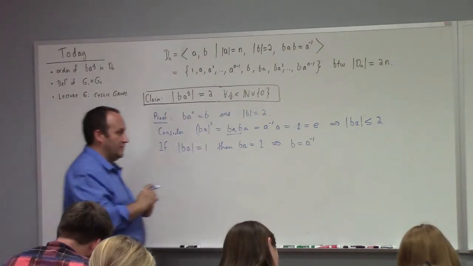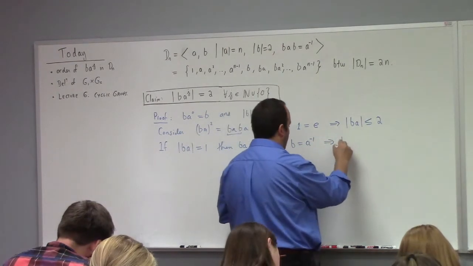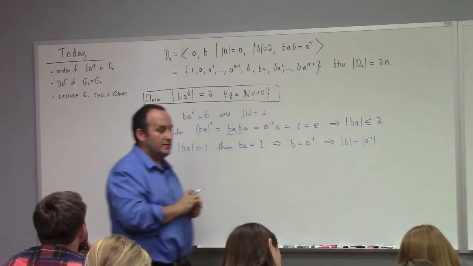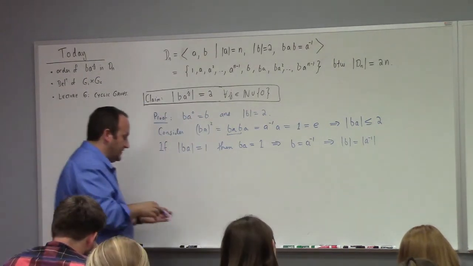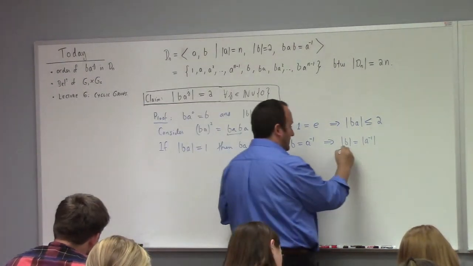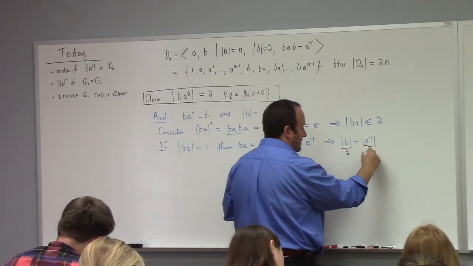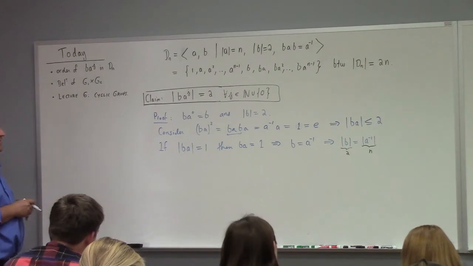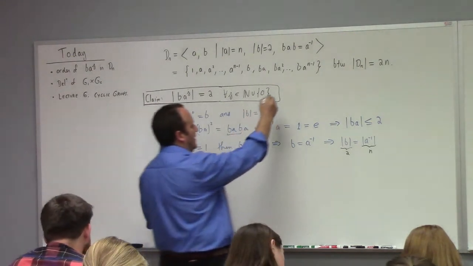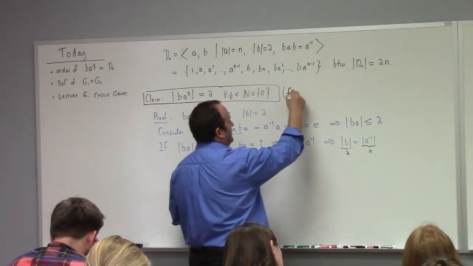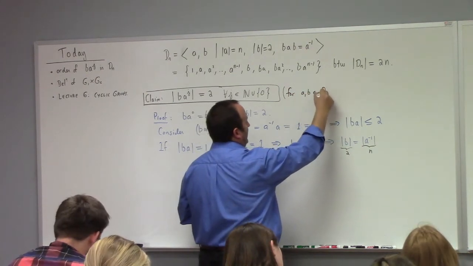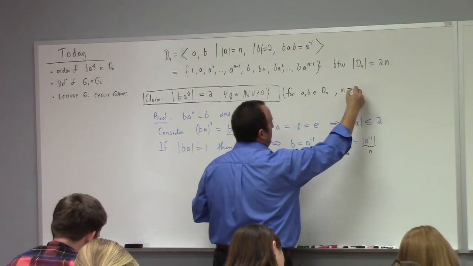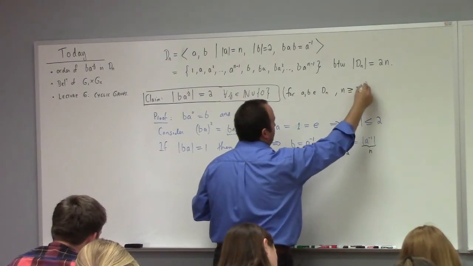And that would say that the order of b is equal to the order of a inverse, but we proved that the order of the inverse is the order of the element, so we know that the order of b is given to be 2, right? And we know that the order of a is given to be n, and n is not equal to 2. I guess I should be assuming something, right? I forgot to tell you the context here. For a, b in Dn, n greater than or equal to 3.